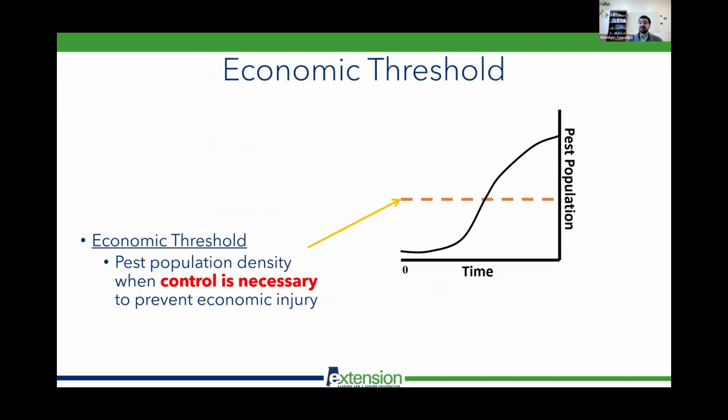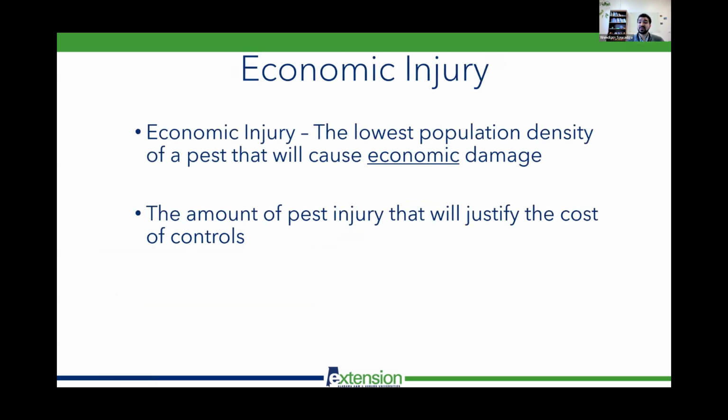So looking at it visually, this S-curve of pest population graph on the right shows, over time, the pest populations increase in a logarithmic manner. And so this economic threshold is the point where we would need to enact some sort of control to prevent them from reaching this increase shown there. So in essence, we can say the economic threshold is where control is necessary to prevent economic injury. Now, what is economic injury? That's the lowest population density of a pest that will cause economic damage. So if we're below the economic injury level, that means we don't have economic damage.